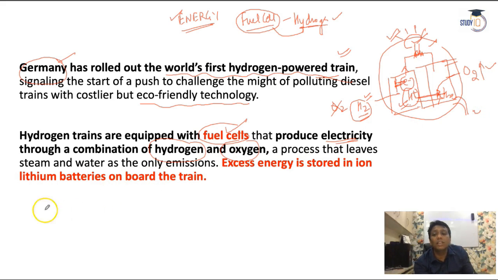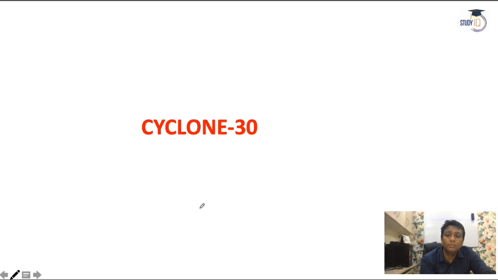So this is the statement, guys. What is left under the hydrogen fuel cells is steam and water. And see, the excess energy, the extra energy generated there, will be stored in the lithium ion battery within the train, so that it can be utilized for further purposes.